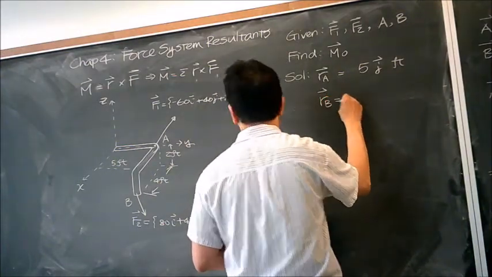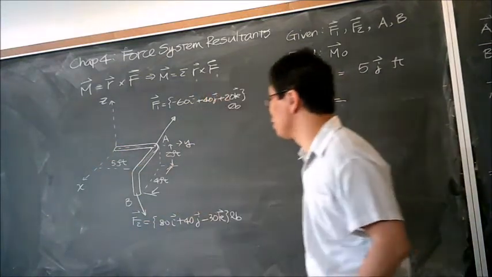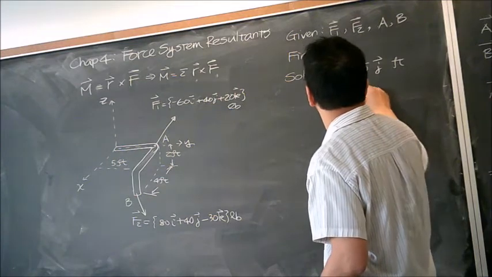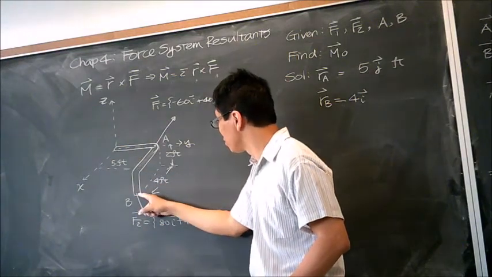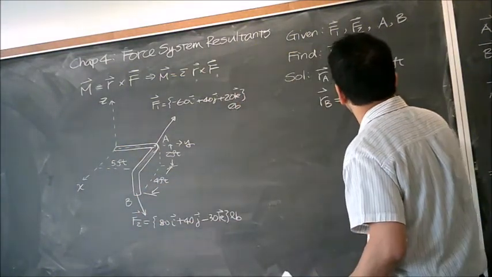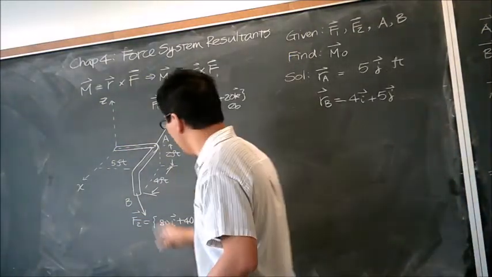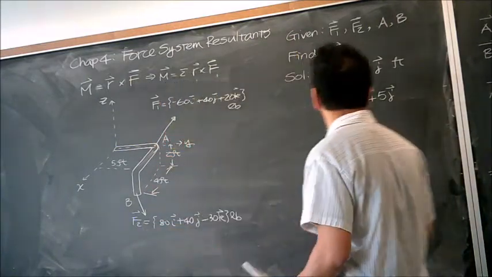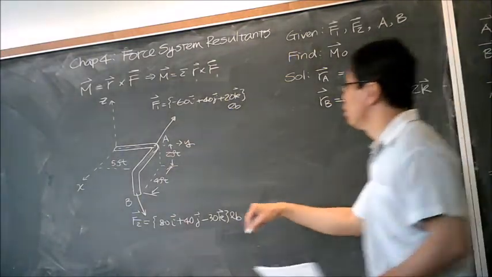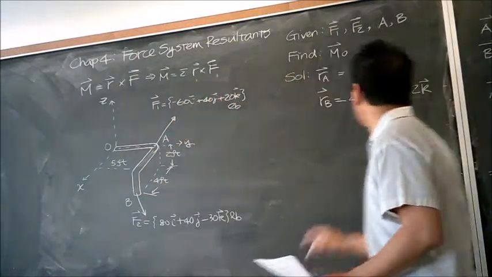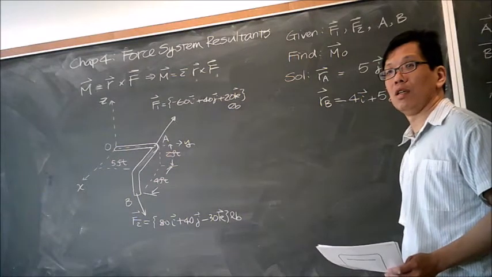How about B? Let's start from X. This is between here and here, so it's going to be positive 4. And it's going to be from here to here, which is this point, so it's going to be positive 5J. Then K is going to be from here to here. That is 2. But it's downward, because I'm using O as my reference point, so it's going to be negative K.